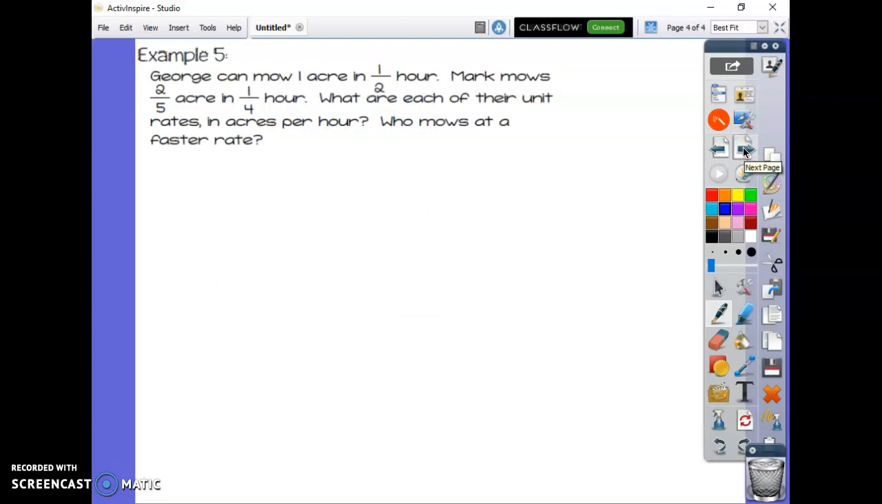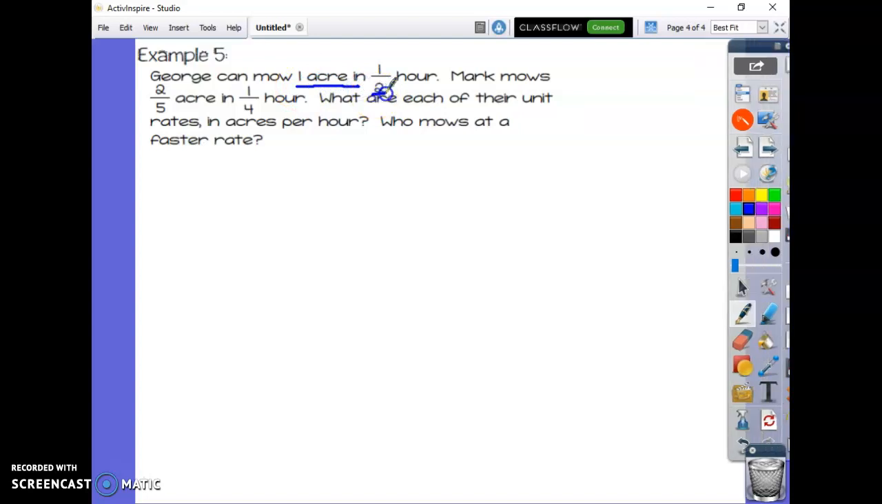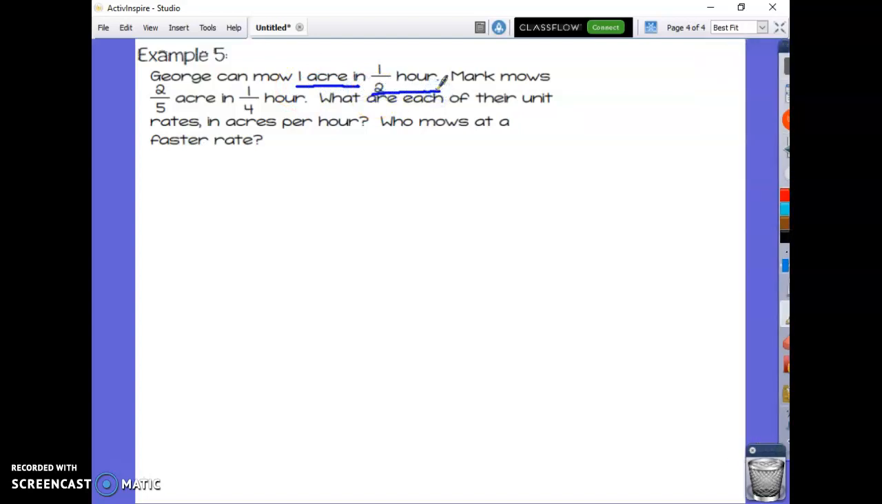Okay, last one. A complex, or sorry, not a complex fraction. Example 5. George can mow 1 acre in 1/2 hour. We'll use complex fractions for this. Mark mows 2/5 of an acre in 1/4 of an hour. What are each of their unit rates in acres per hour? And who mows at a faster rate? So there's actually 2 questions in this last example. First, we have to figure out what their unit rates are in acres per hour, so every 1 hour, and then who mows at a faster rate.